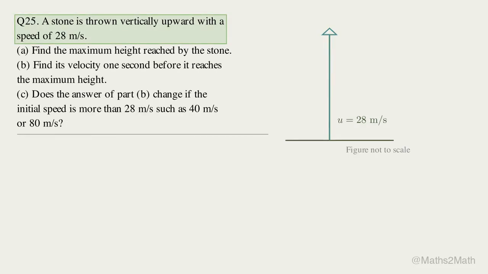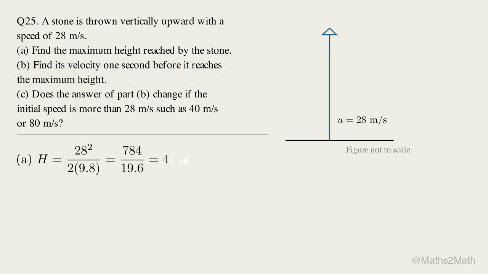Question 25. A stone is thrown straight up at 28 meters per second. Find the maximum height, the velocity 1 second before the top, and whether that changes for initial speeds like 40 or 80. What does this mean? Time reverse the last second. Falling from rest for 1 second always gives the same speed.